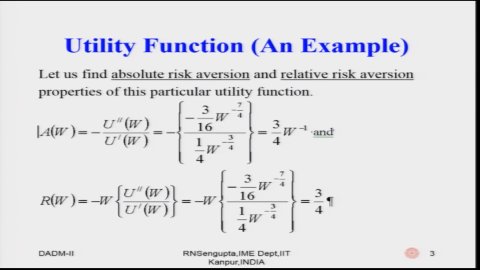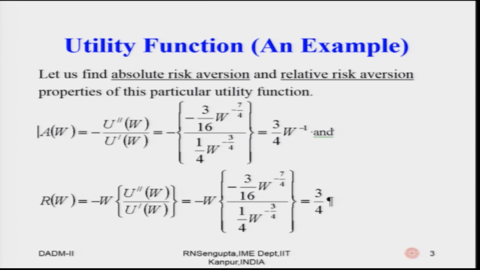So, now let us find out the absolute risk aversion property and the relative risk aversion property of this function, which was w to the power 1/4. The sign before a is nothing, it is just a typo error, I am sorry for that. So, a is given by minus u double prime by u prime.